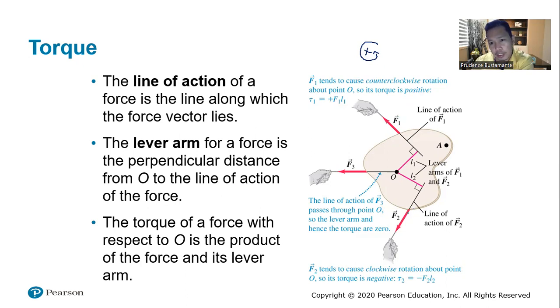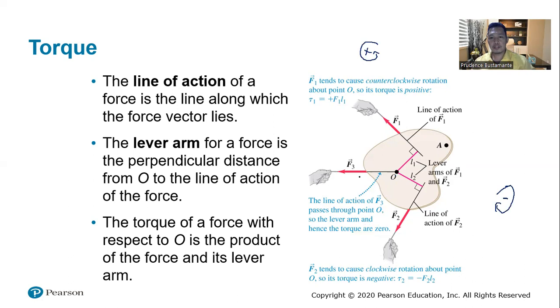Unlike F2, we have here the line of action and the lever arm, and the body tends to rotate clockwise. If clockwise, then negative torque. So torque 2 is equal to negative F2 times the lever arm. Again, for F3, the line of action passes through the origin or the axis of rotation, so the lever arm, and hence the torque, is zero.